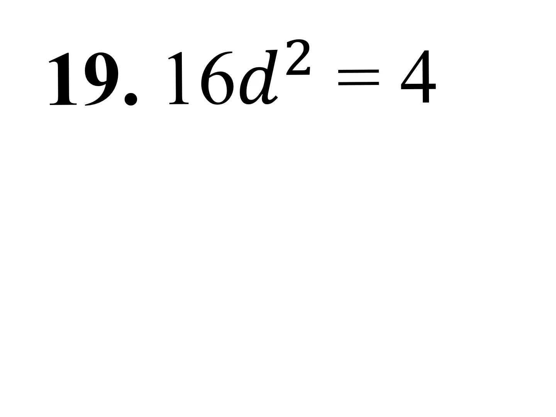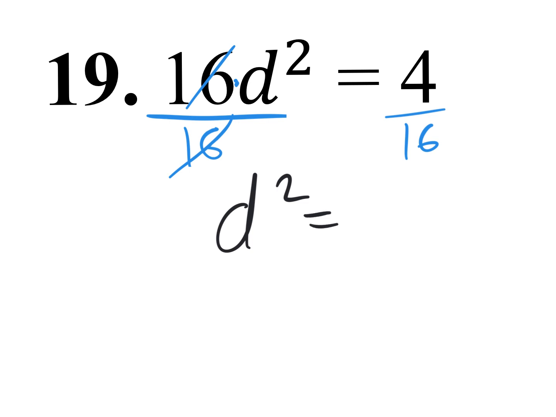Okay, so I'm going to get rid of the multiplication of 16 by dividing by 16 and dividing by 16. That'll cancel out. What do I have left? I have d squared equals 4 over 16. You could actually reduce that by 4. Divide by 4, divide by 4. You're going to end up with d squared equals 1 over 4.